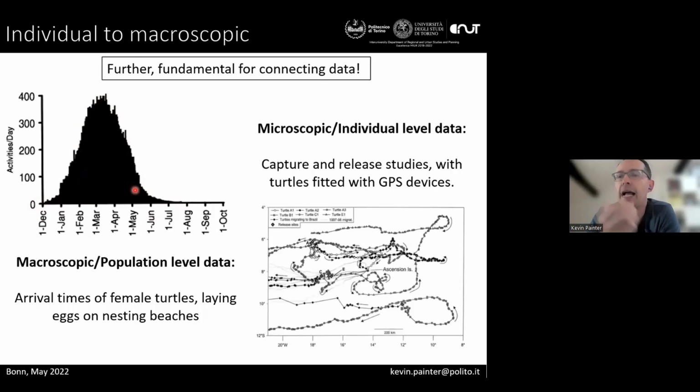But of course, at an individual level, if we're trying to follow the movements of the turtles as they get to the island, you do that by fitting them with GPS devices, and that contains data on their movement speeds, their turning rates, etc. So we'd like to be able to connect that microscopic individual level data to the macroscopic data in terms of arrival times.